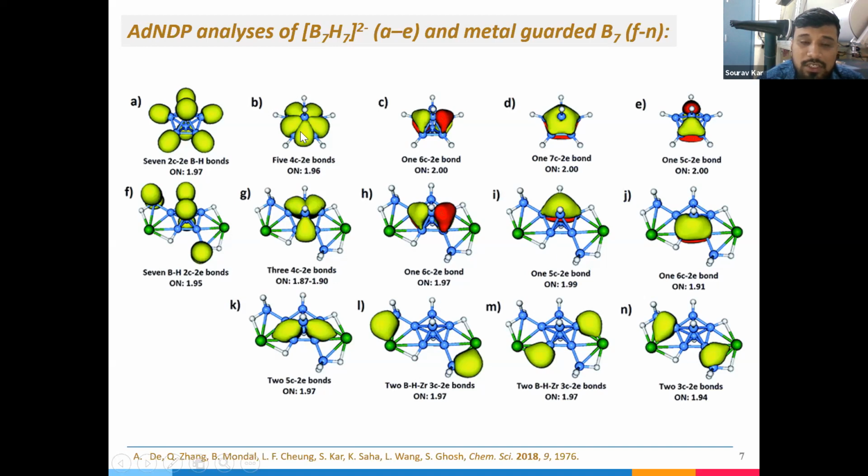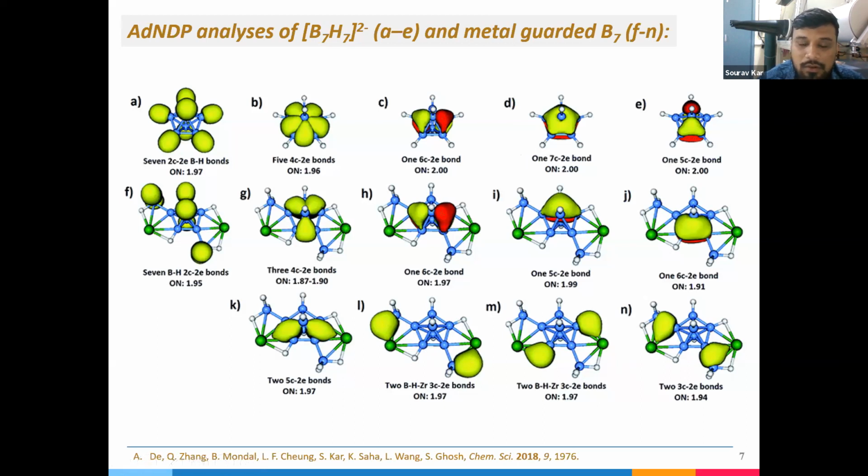So instead of the other 4-center 2-electron bonds, in our metal-guarded B7H7 there are 2 extra 5-center 2-electron bonds, where the metal participates in the orbital contribution. In addition, there are 4 more 3-center 2-electron B-H-zirconium bonds and 2 more B-metal-B 3-center 2-electron bonds. These give extra electron delocalization to the B7H7. So this may be the reason behind the isolation of our metal-guarded B7H7.